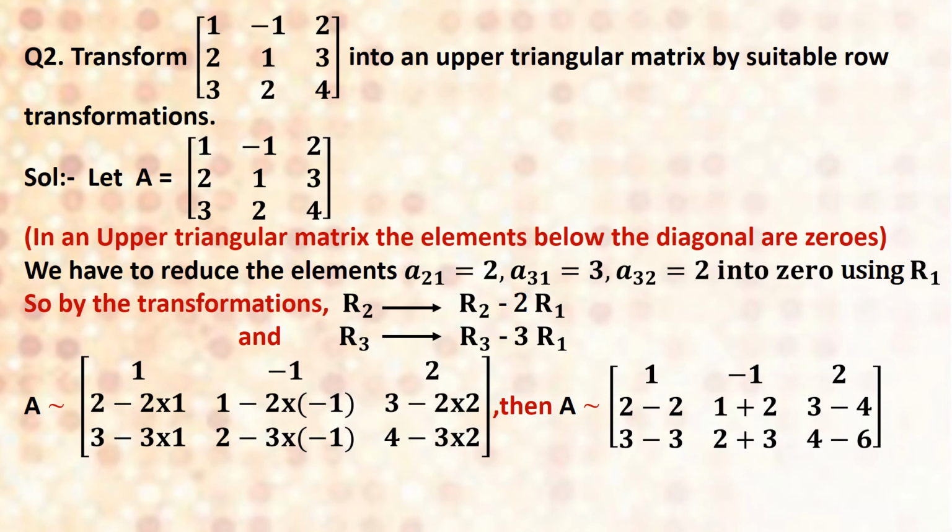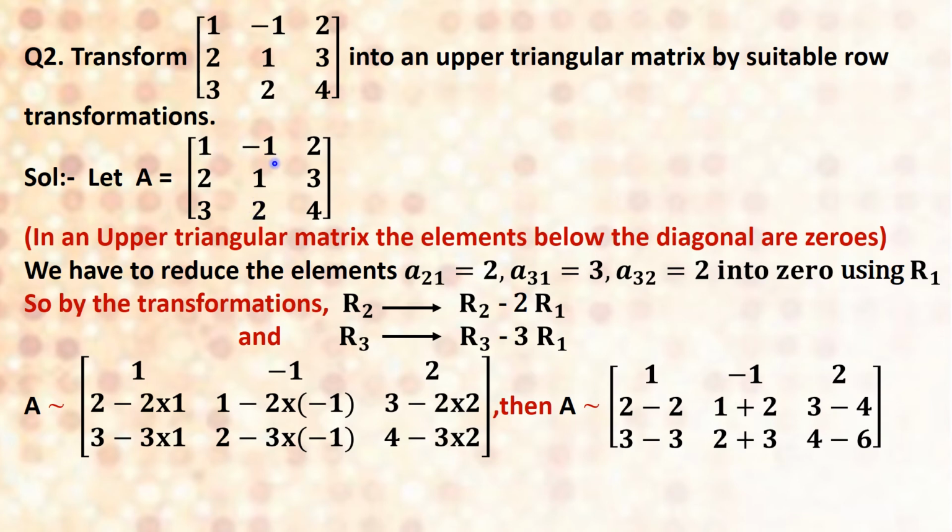Number 2, transform the matrix 1 minus 1 2, 2 1 3, 3 2 4 into an upper triangular matrix by suitable row transformations. So let us take the given matrix as A. Now in an upper triangular matrix we know the elements below the diagonal are zeros. So we have to reduce the elements A21, that is 2, and A31, that is 3, and A32, that is 2, into 0 by using the first row R1.